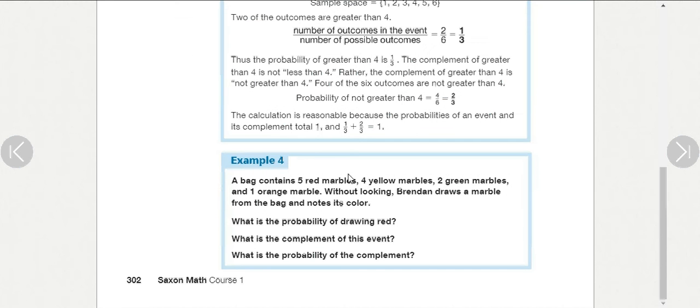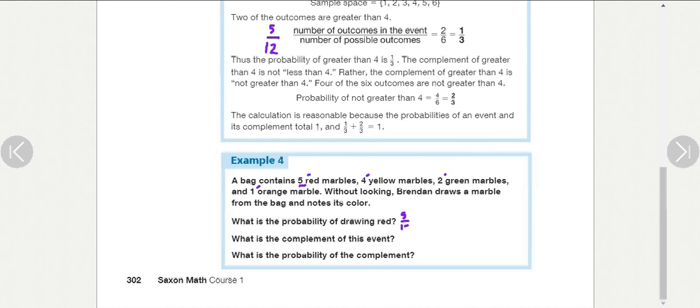If a bag has 5 red marbles, 4 yellow marbles, 2 green marbles, and 1 orange marble, without looking, Brendan draws a marble. What's the probability of drawing red? Well, we're looking for red. How many reds were there? 5. That's what goes on top. What's the number of possible outcomes? 5 plus 4 plus 2 plus 1, 12. If you add that all together, 12 possible. So our answer here is 5/12.